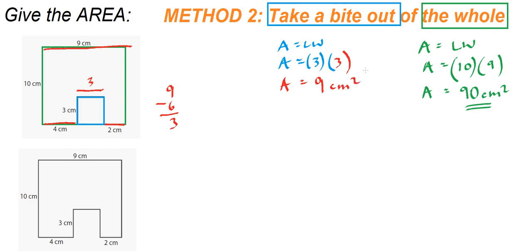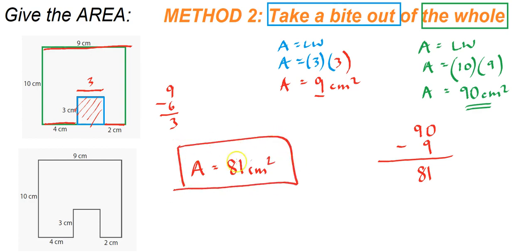So, if we take a bite out of the whole, I have my 90, which was the whole. I take a bite out of it, which is this part here, and I know that that is worth 9. 90 minus 9 is 81. So the area of this compound shape is 81 centimeters squared, and that is the final solution.